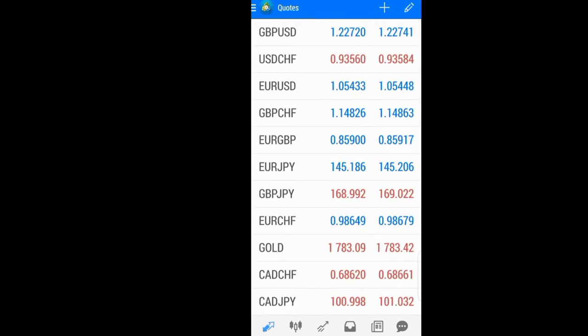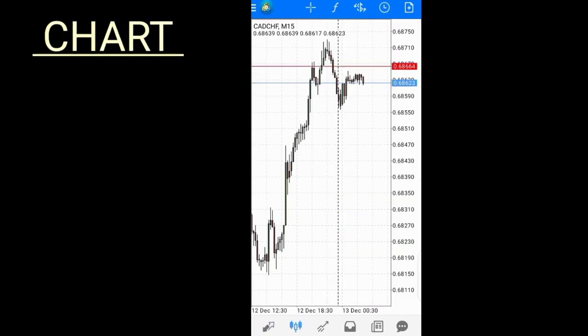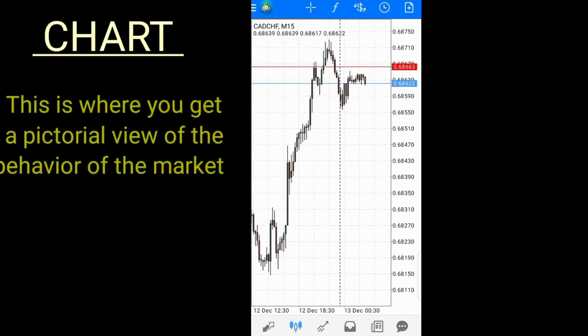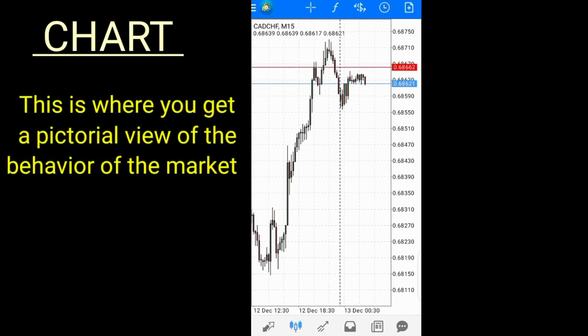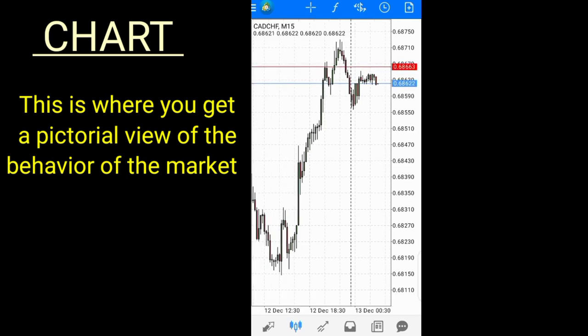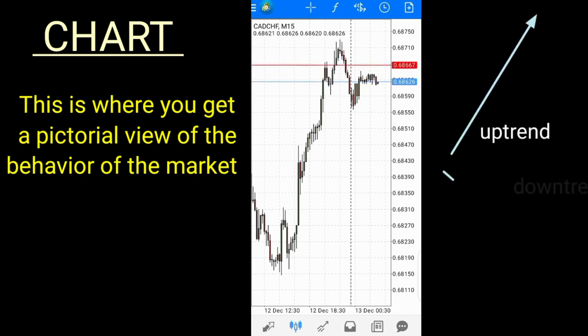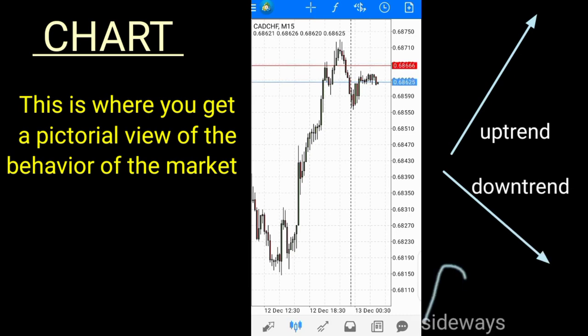Let's go to the next tab, which is the chart tab. In this chart tab, this is where you analyze your charts. This is where you have a view of what the market is doing. In this very tab, you do your technical analysis, and it is only the information you get here that will prompt you either to buy or to sell. This is where you will know whether the market is in an upward trend, or a downward trend, or a sideways market.